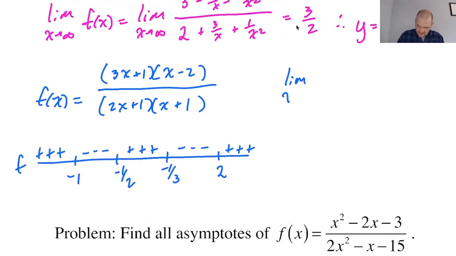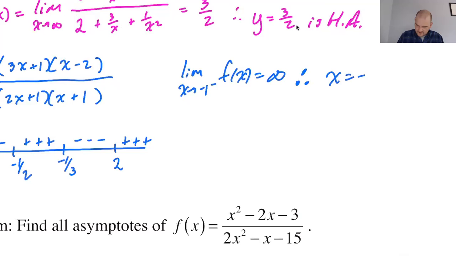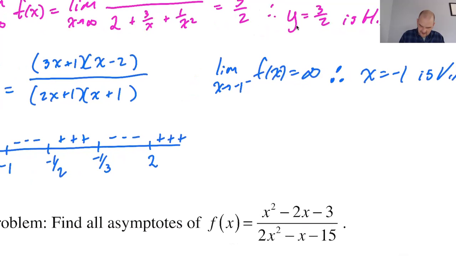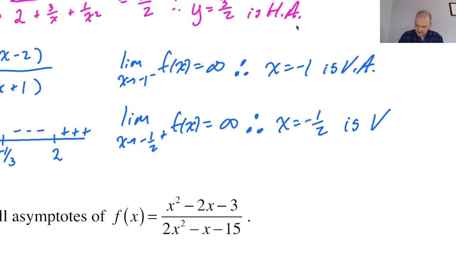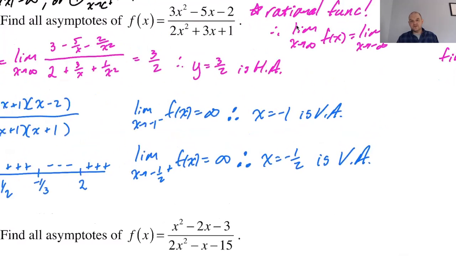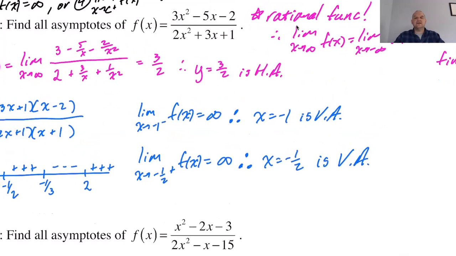All right, so I need to say the limit as x approaches -1 from the left, let's say, of f of x is infinity. Therefore, x equals -1 is a vertical asymptote. And let's say that the limit as x approaches -1/2, let's go from the right, of f of x is positive infinity. Therefore, x equals -1/2 is a vertical asymptote. So I think that we found all of our asymptotes. I think 3/2, and I think -1 and -1/2.